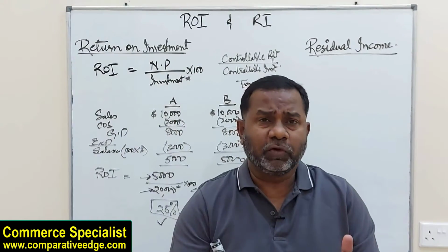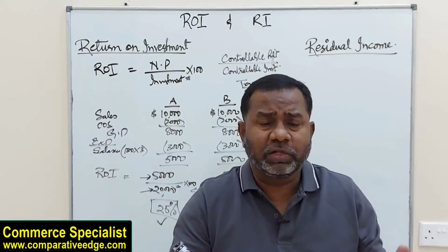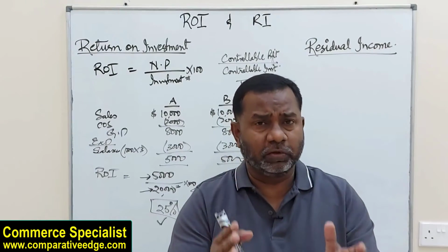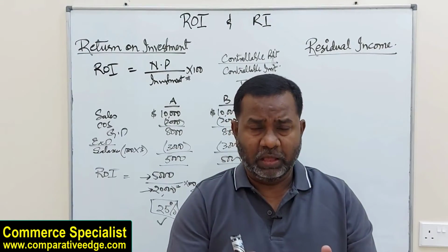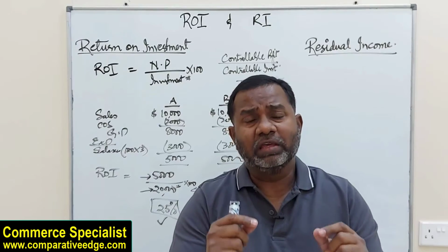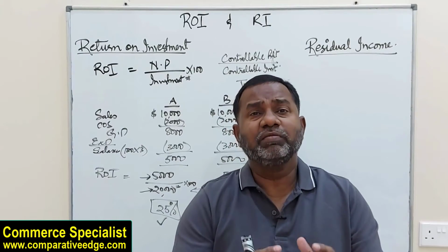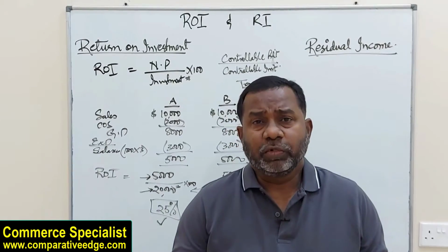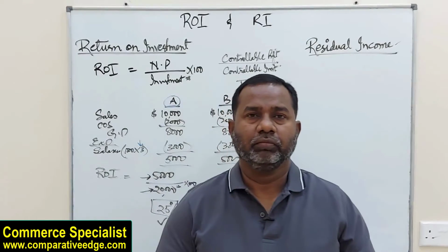So what is the meaning of controllable profit and controllable investment? If you're measuring the performance of two departments or two managers, you got to be very, very objective. You got to be very, very fair, because ROI is a performance measure which can be manipulated. So how is it manipulated? Let me show you.